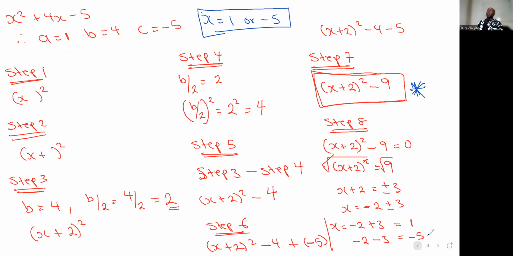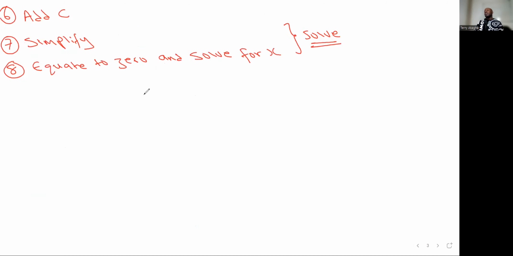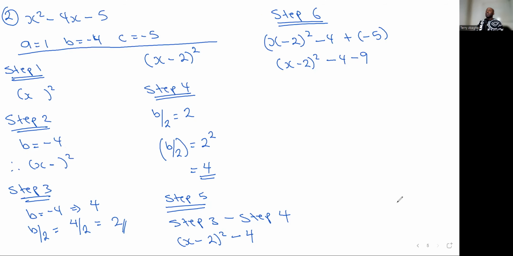So now if you look at this, step 7 said we should simplify. So step 7, we simplify. So it's going to be (x minus 2) squared minus 4 minus... I made a mistake here. It's minus 5, not minus 9. I was thinking faster. So minus 4 minus 5 will give us minus what? 9. All right. So we're done with that.